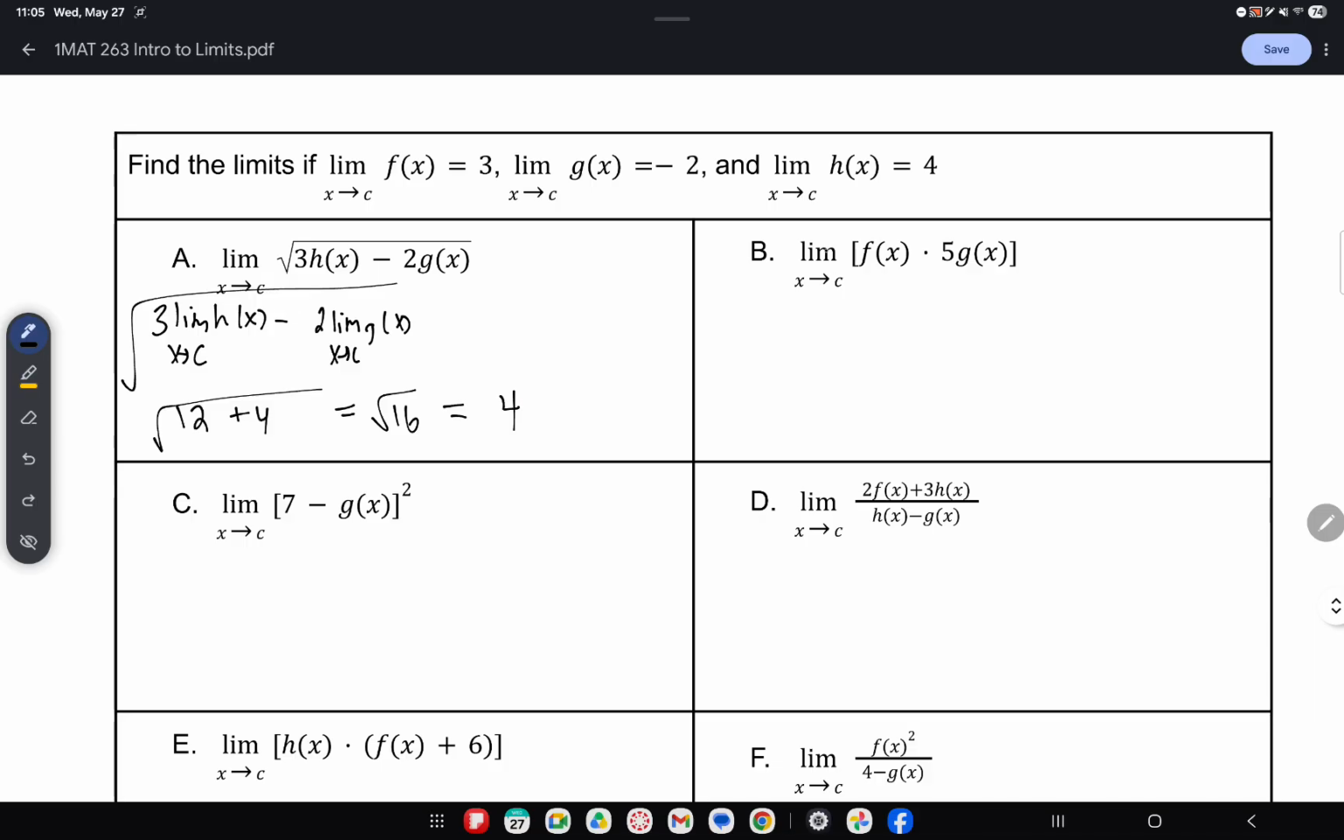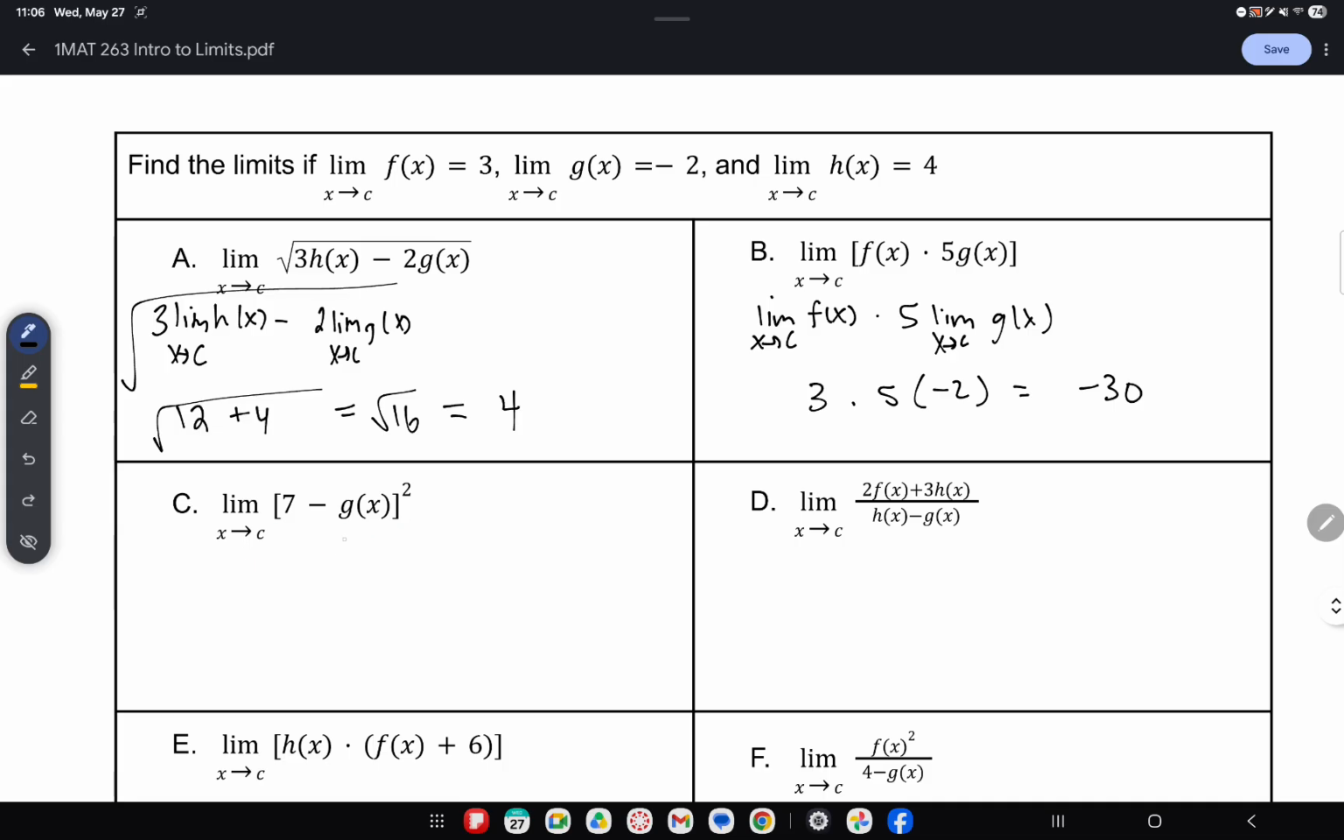All right, so we have the limit as x approaches c for f of x times 5 times the limit as x approaches c for g of x. So f was 3. And then we have 5 times g of x, which was -2. So 3 times 5 times -2. So we have 15 times -2, which is what, -30.